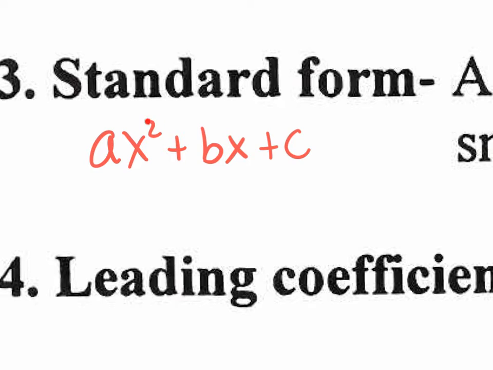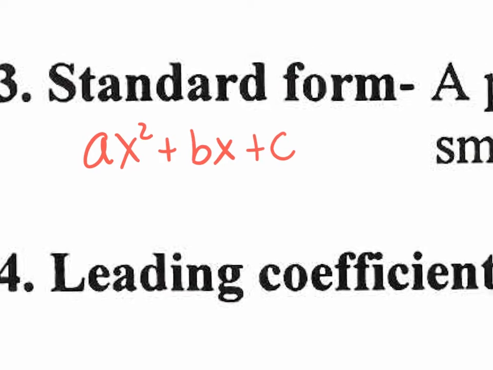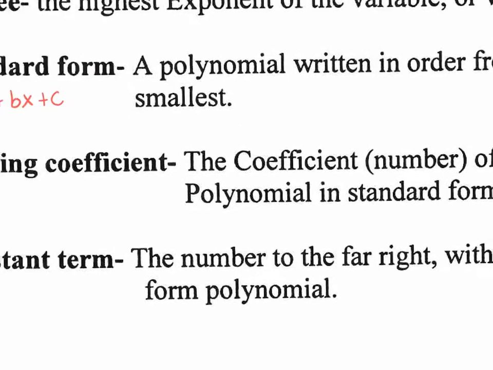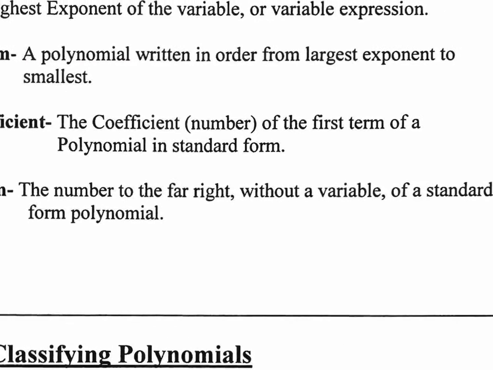Now, the reason why we called this standard form is because it's organized with your exponents. It had the highest exponent of 2 first, then the exponent of 1, then your constant term at the very end. That's exactly what a standard form polynomial is, but in this case, we're going to have something higher than the power of 2, and you want to put it in order from highest down to smallest. So a standard form is a polynomial written in order from largest exponent down to smallest.